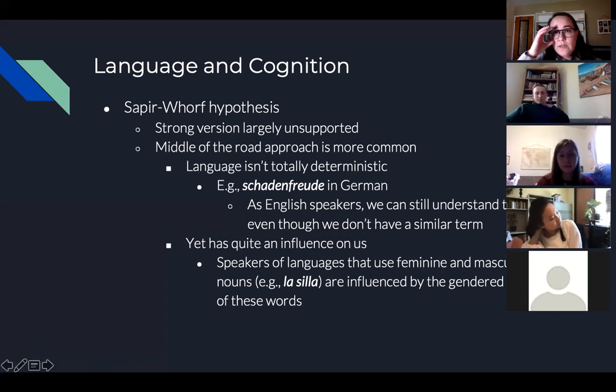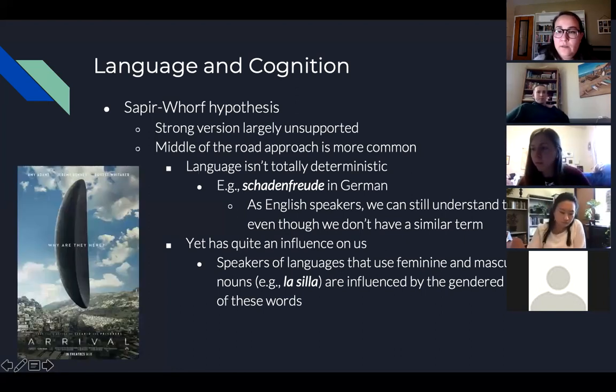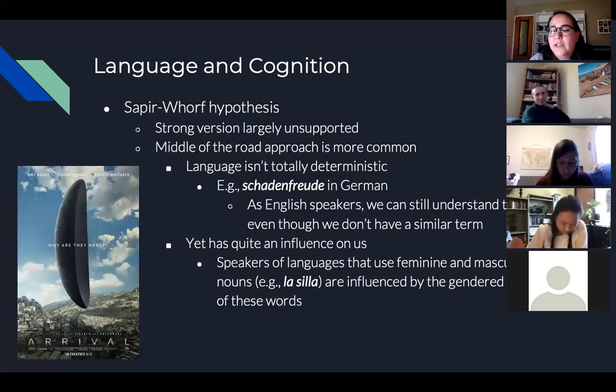Even though there isn't very much evidence at all for the strong version of this hypothesis, it still continues to come up in circles outside of cognitive psych. For example, it's a major plot point in the movie Arrival. This is a sci-fi movie, I think from 3 years ago. What year is it now? I don't even know. 2018, I think it was. But anyway, the strong Sapir-Whorf hypothesis is a pretty major plot point in this movie.